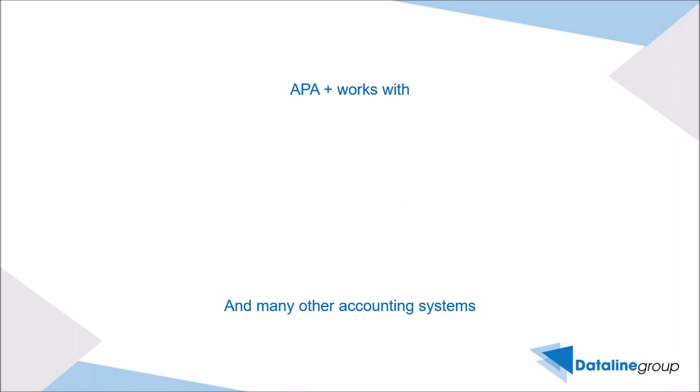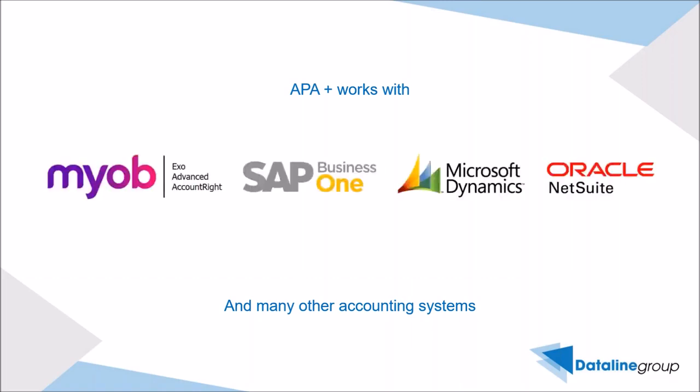So APA Plus, which is short for Accounts Payable Automation, we've worked with many products: MYOB, EXO, Advanced Account Right, SAP Business One, Microsoft Dynamics, Oracle NetSuite. And what we've done now, and the reason why we're doing this presentation today, is that we're now working with SciBiz. And this is where my understanding is a few people that have joined the presentation today are actually SciBiz users.